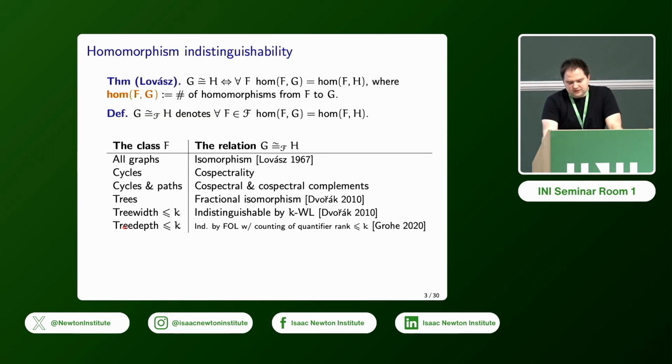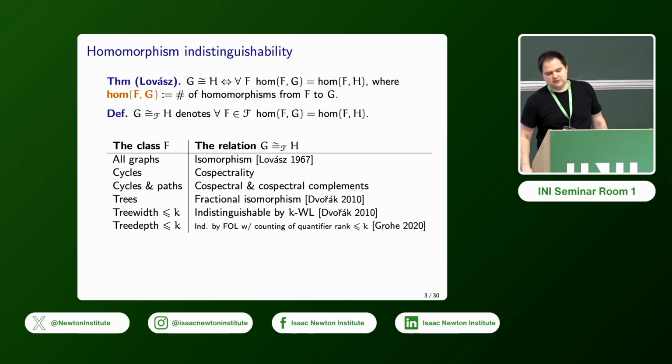Then, for example, I want to mention tree width at most k. Tree width is a graph parameter that tells you how far the graph is from a tree. Trees have tree width 1, and so on. For this, the corresponding relation is being indistinguishable by the k-dimensional Weisfeiler-Lehman algorithm, which is a canonical procedure to compute invariants of graphs.